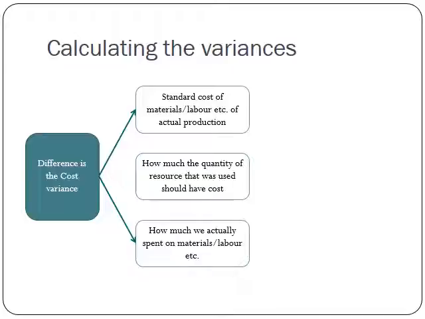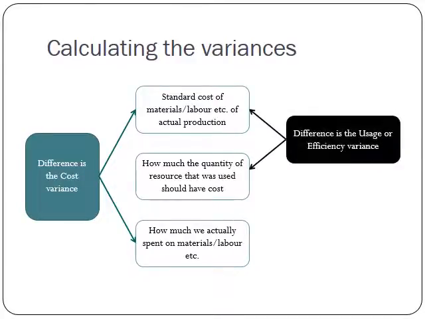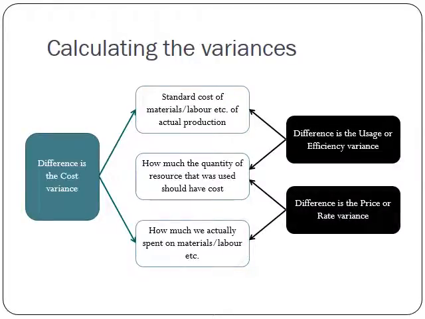Once I've calculated that, the difference between my top two boxes, the standard cost of actual production and how much the quantity of resource that was used should have cost, the difference between those two numbers is my materials usage or labour efficiency variance. Then the difference between how much the quantity of resource that was used should have cost and the amount we actually spent, the difference between those two numbers is my materials price or labour rate variance.